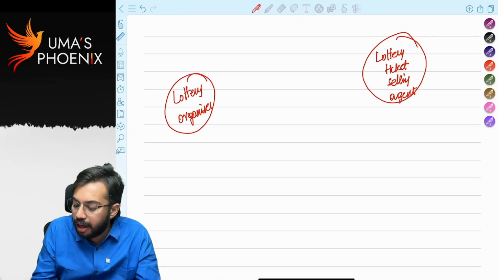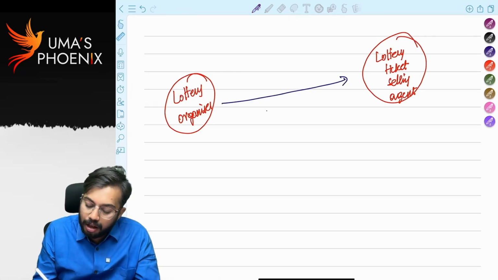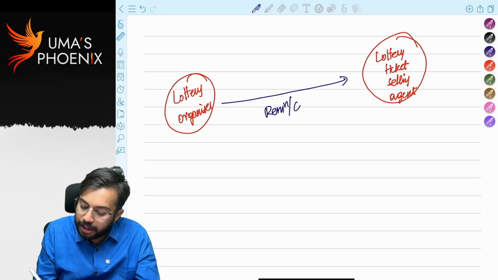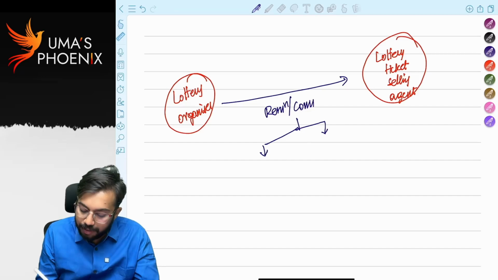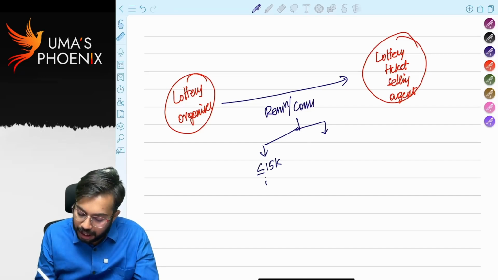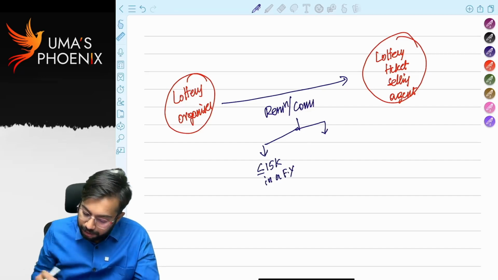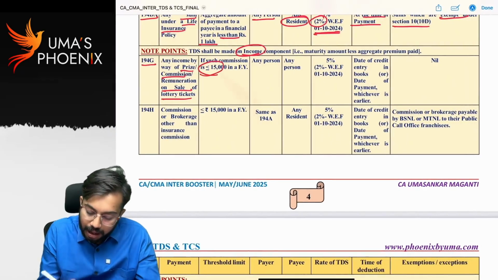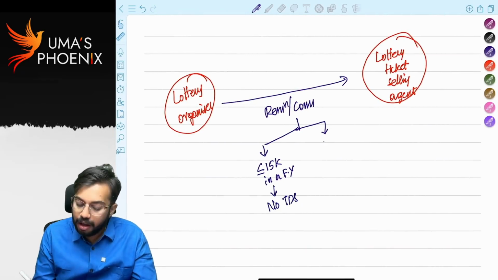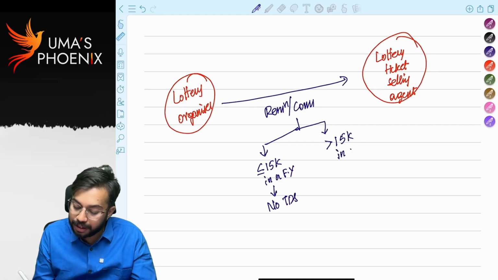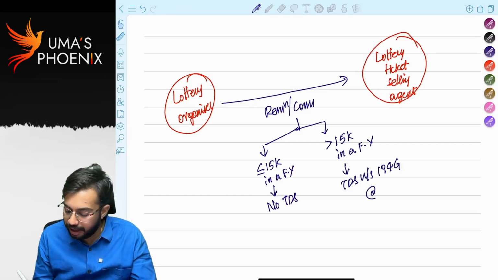Whenever a lottery organizer pays remuneration or commission to a lottery ticket selling agent, if such remuneration or commission is less than or equal to 15,000 in a financial year, no TDS. If that remuneration or commission is greater than 15,000 in a financial year, then TDS is required to be deducted under section 194G at the rate of 5%.